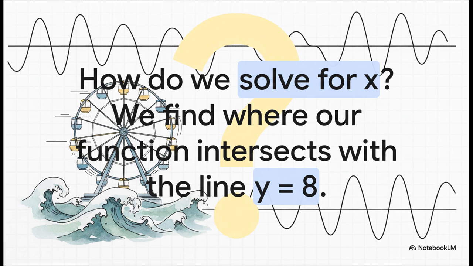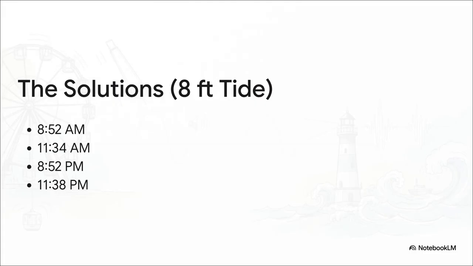So how do we figure that out? Well, we're basically just asking, for what value of x, for what time, does our function equal 8? If you think about it graphically, all we're doing is finding the exact points where our wavy tide curve crosses the straight horizontal line y equals 8. And here are the answers. Because the wave goes up and then comes down, it actually hits that 8-foot mark 4 different times during the day. This just shows you the incredible predictive power you get when you build a model with the right phase shift.